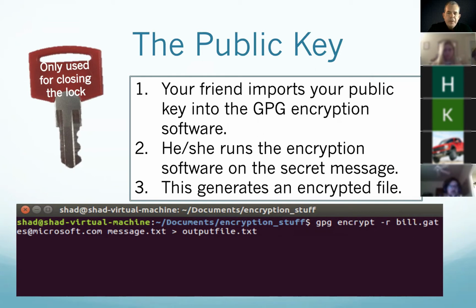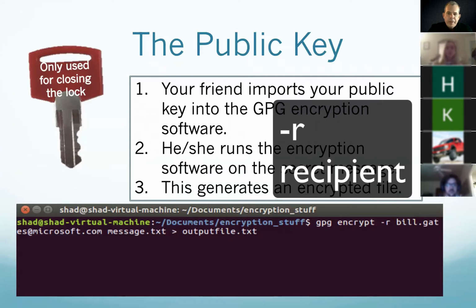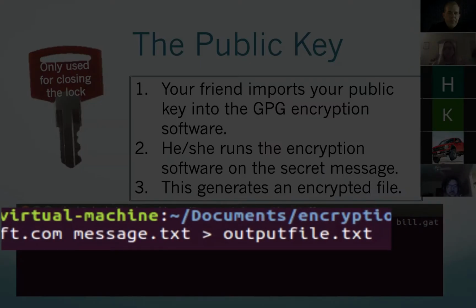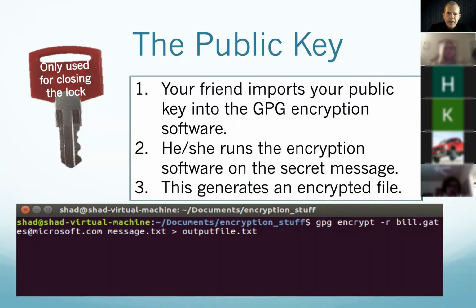So here's the command to encrypt a message. I type in the GPG command, the encrypt option, and then R, which is, I forget what R is, but it's going to specify then my destination. My destination is Bill Gates. I want to send an email to the CEO of Microsoft. So I put in bill.gates@microsoft.com. Then the word message.txt is the text file. And then the arrow that goes to the right is to export the output into another text file. So this is what locking an encrypted document looks like when you use a public key.